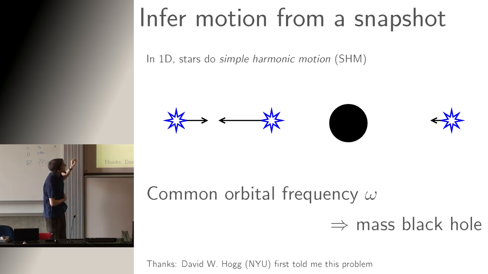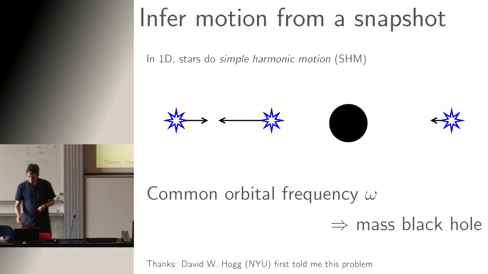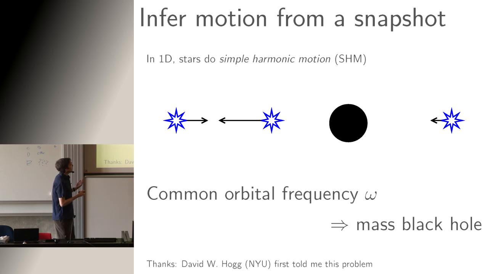So the maths works out that the mass of the black hole determines the frequency with which the stars oscillate around the black hole. So you will have some stars which ping back and forth a short distance, and you'll have some stars which ping back and forth a really long distance, but they'll all do so with the same time period or the same frequency. And so what we'd like to do is estimate the mass of the black hole, or estimate the frequency with which the stars are moving.